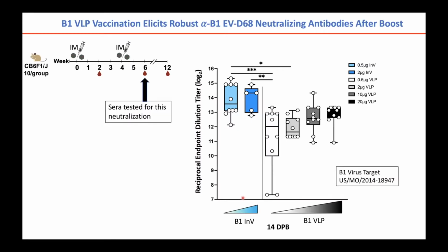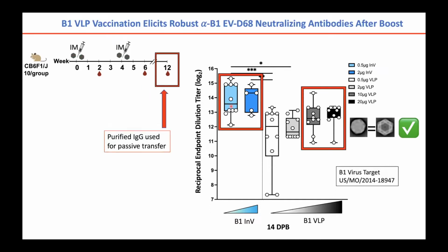Looking at the 2 weeks post-boost serum, we found that the two highest doses of the virus-like particles were able to elicit similar neutralizing antibody titers in mice as compared to the inactivated virus. So this told us that at least initially we're seeing similar levels of reactive antibody elicited from these two different vaccines.